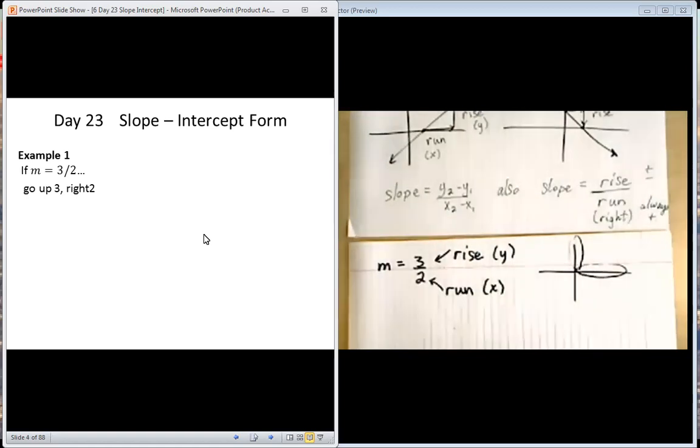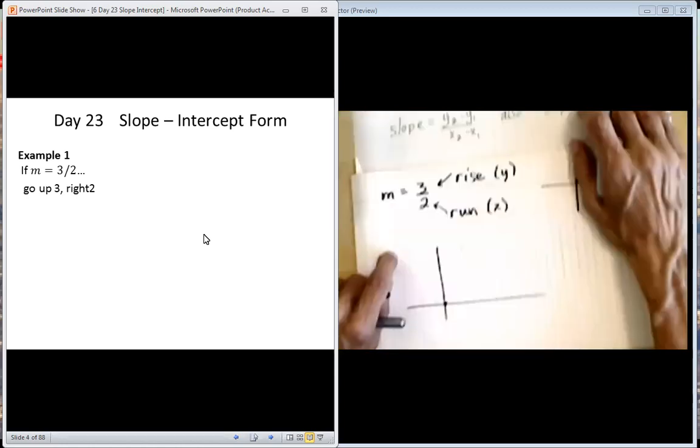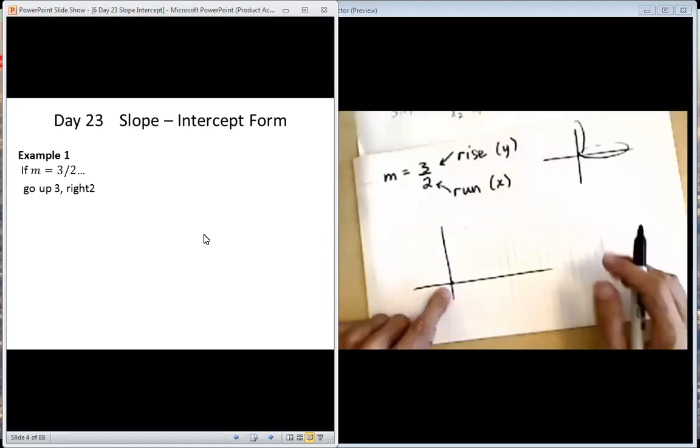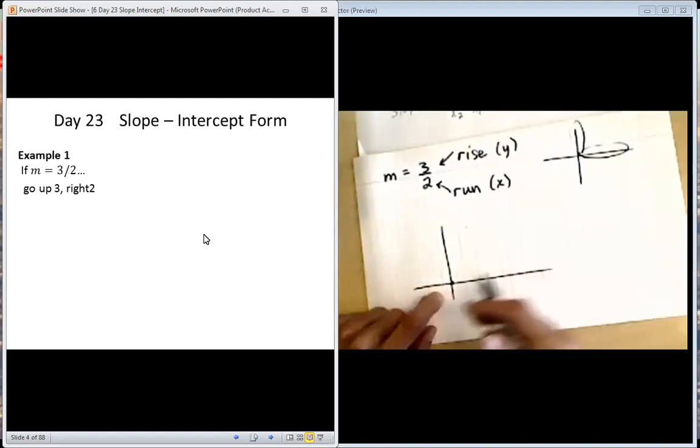We'll do a backup. Let's draw a little picture. So let's pretend that we start here at the origin. Don't always have to, but in this case we will. So we're going to start there. And we want to draw this graph.